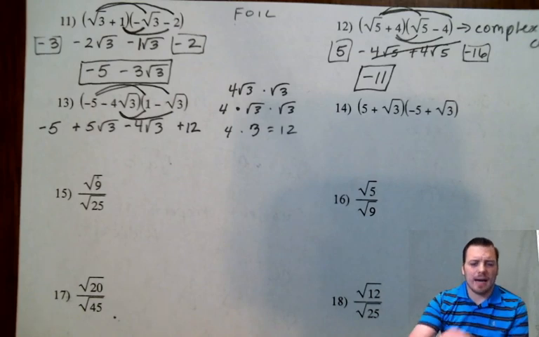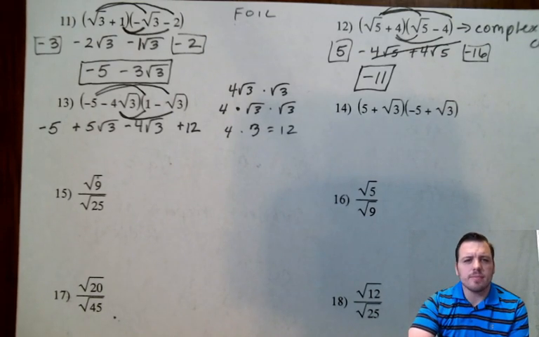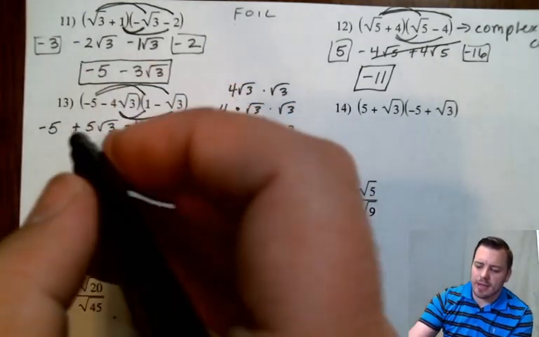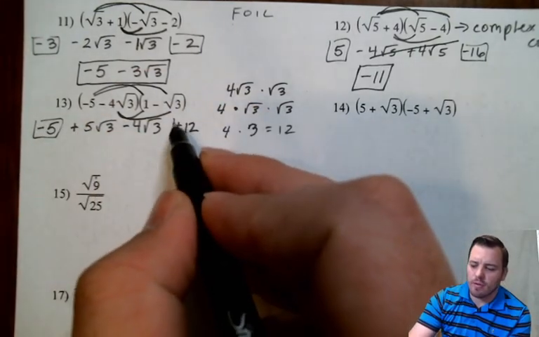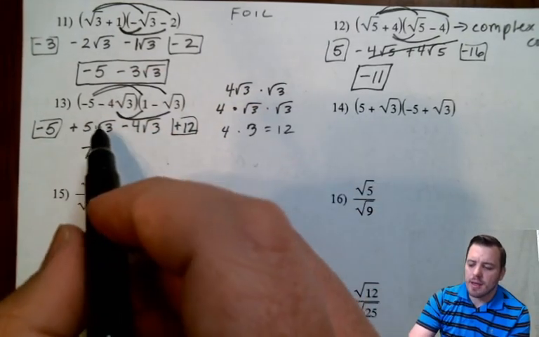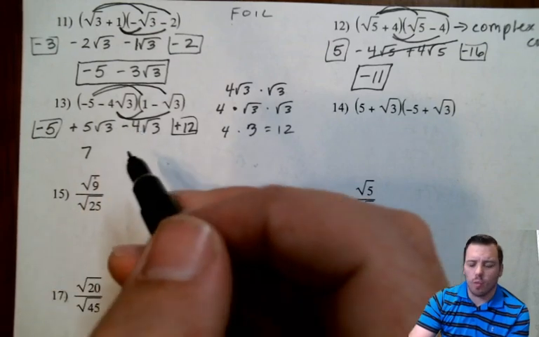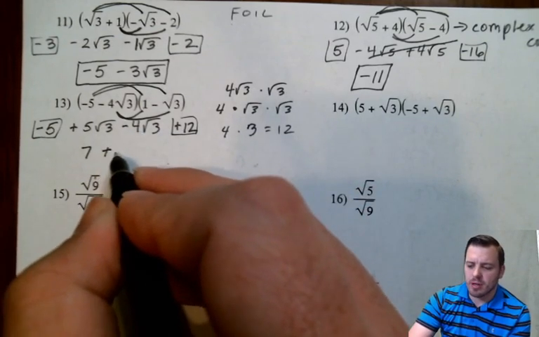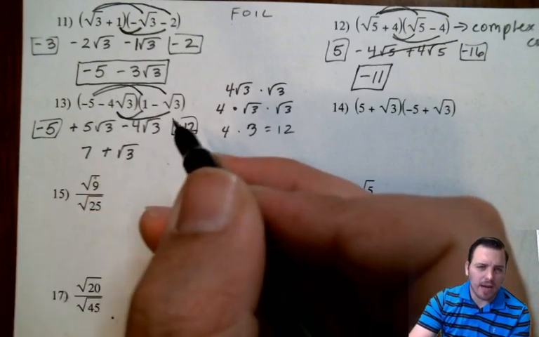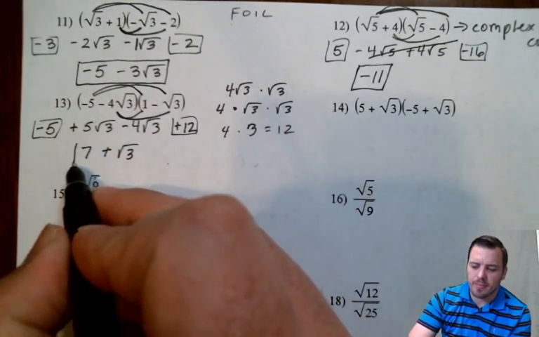Then we combine our like terms. Once we combine our like terms, we should see that would break down. Negative 5 and 12 would make 7. And then 5 minus 4 is 1. So that would just be plus radical 3. 1 radical 3, but we know we don't have to put the 1 there.